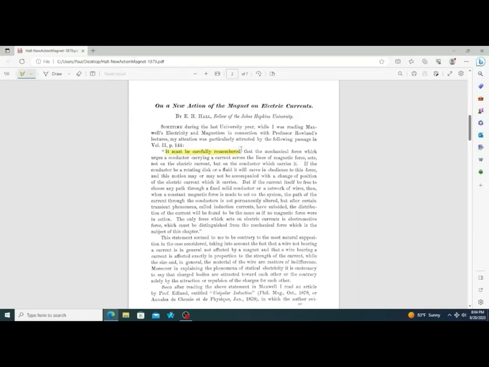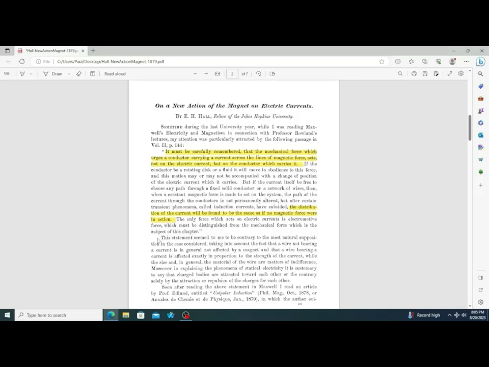Now this is Maxwell: it must be carefully remembered that the mechanical force which urges a conductor carrying a current across the lines of magnetic force acts not on the electric current, but on the conductor which carries it. And then he goes on to say, so if you put a permanent magnet next to a wire with current flowing in it, it's going to move the wire for a bit, but once the wires settle down, the distribution of the current will be found to be the same as if no magnetic force were in action.